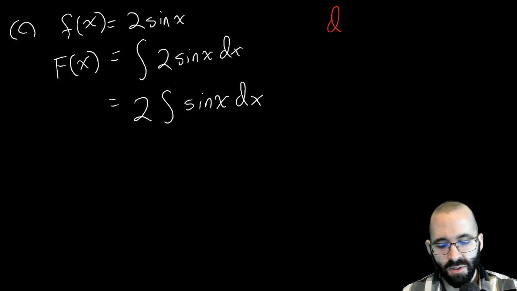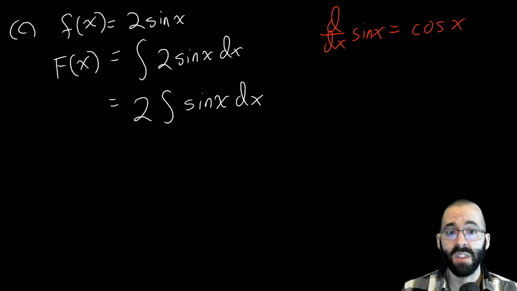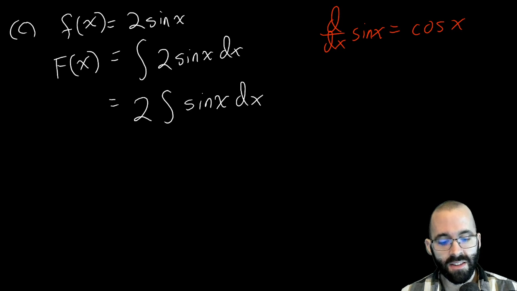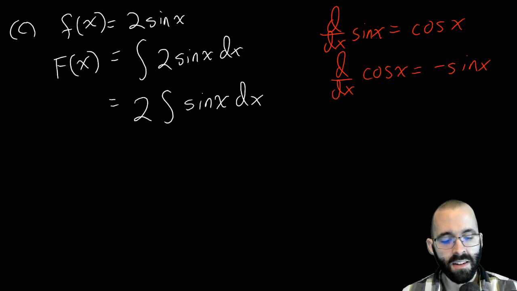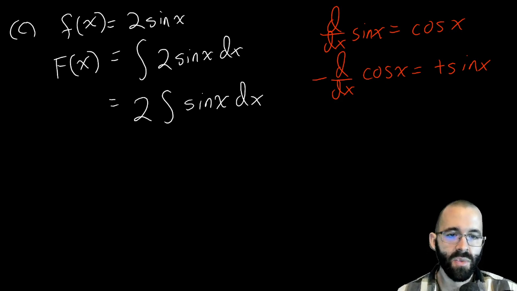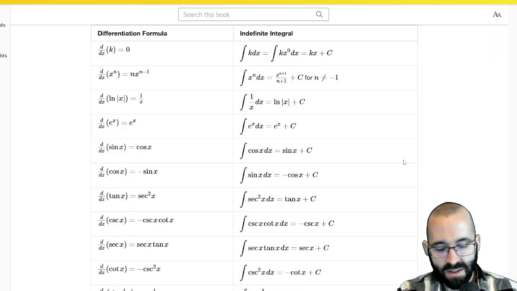But be careful, because this formula is not helpful here. The derivative of sine is cosine, but that doesn't tell us the antiderivative of sine. This gives us the antiderivative for cosine. This tells us the antiderivative of cosine is sine. So the other one we want to use is this: the derivative of cosine is negative sine. Let's multiply both sides by a negative to make things a little nicer. So the antiderivative of sine is negative cosine. Or again, you can use this table: the antiderivative of sine is negative cosine plus c.